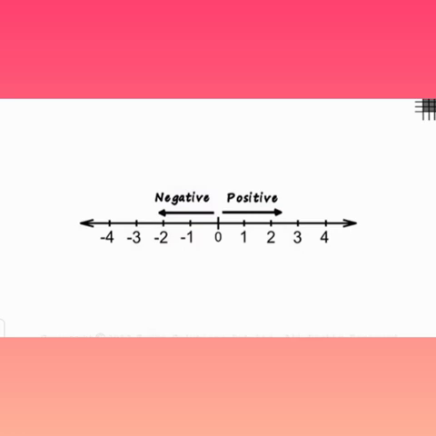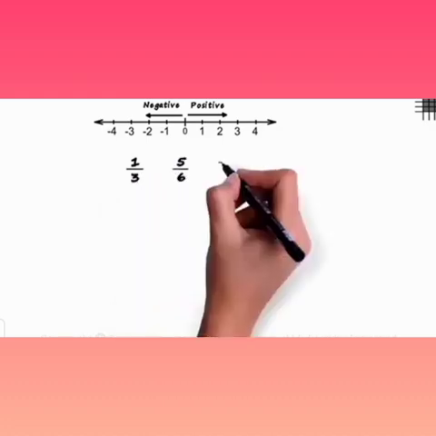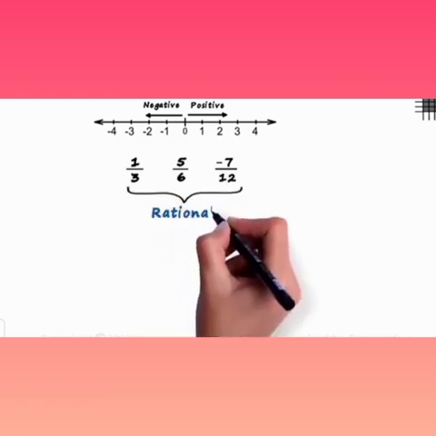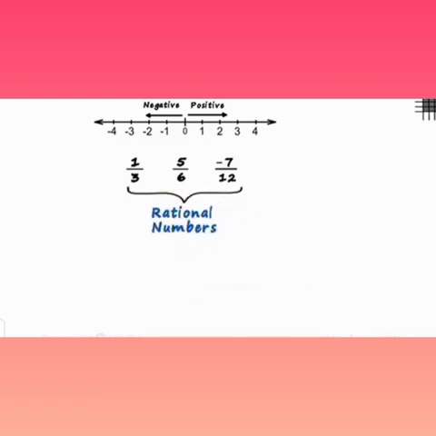Integers we are familiar with, but what about numbers like these? 1 by 3, 5 by 6, or minus 7 by 12. Each of these are numbers, but we don't use them as often as we use counting numbers. Such numbers are called rational numbers. But we need to define them well.